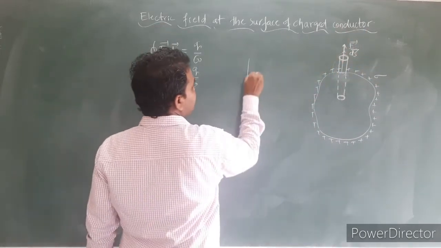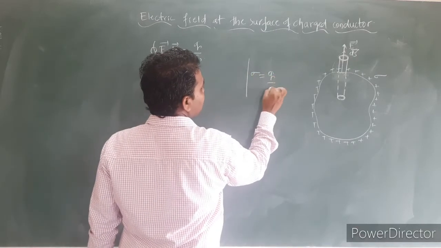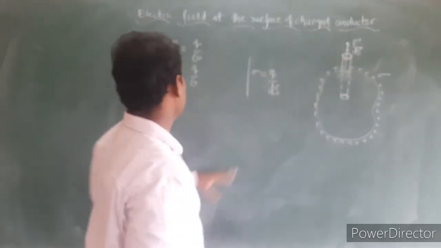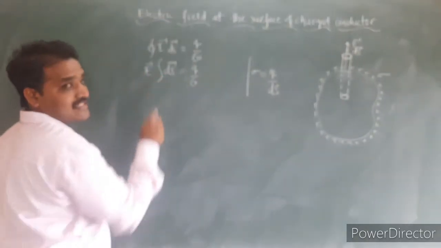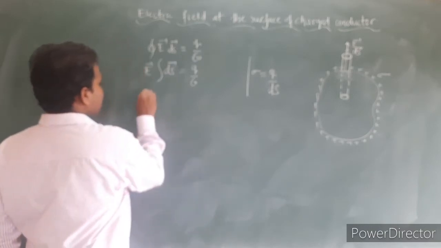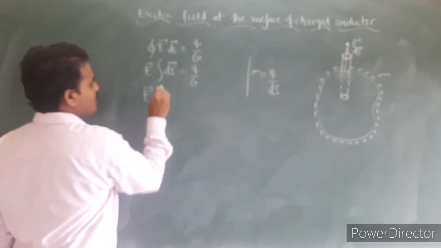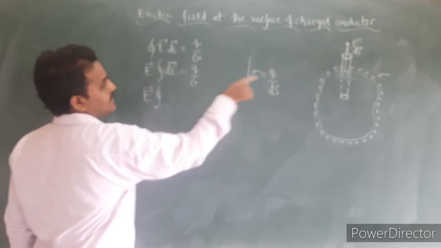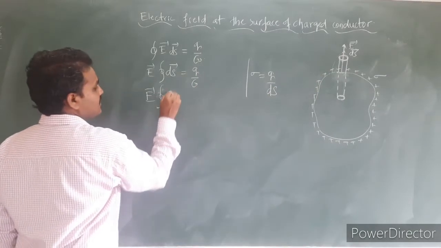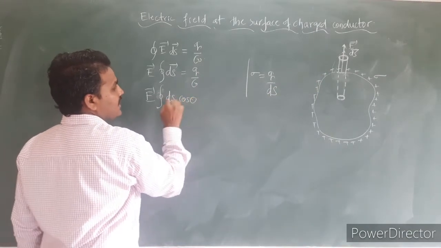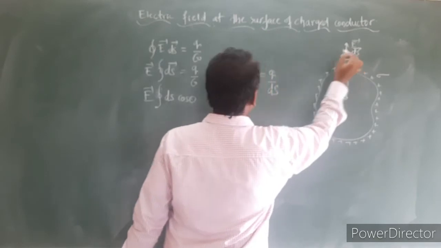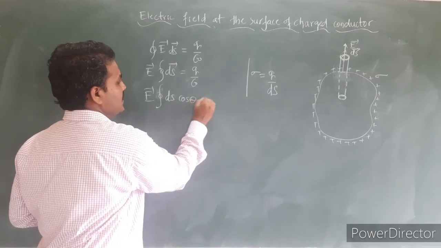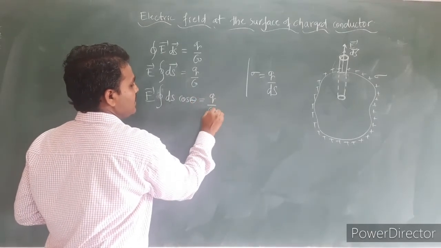Here sigma is equal to Q divided by ds, where ds is the total area of the conductor. When I integrate such a small area, I can write it as the integral of E·ds. Here ds can be written as ds cos theta, where ds is the area of this small surface. When I consider it as a vector, I can write it as ds cos theta. That is equal to Q divided by epsilon.